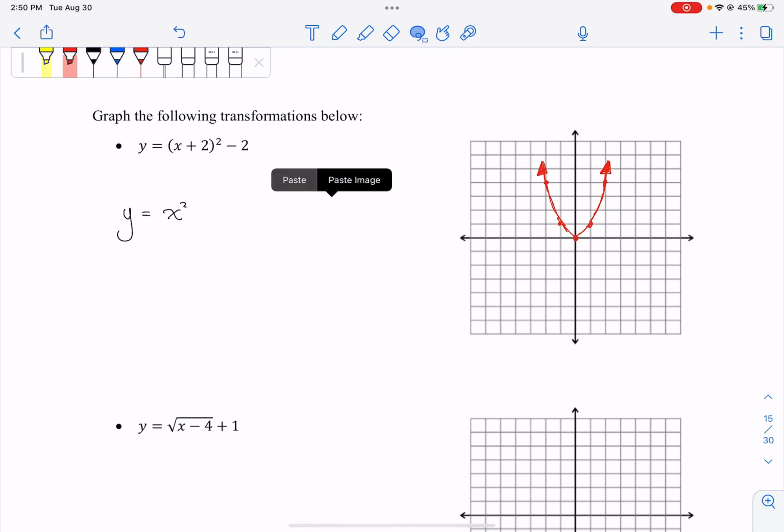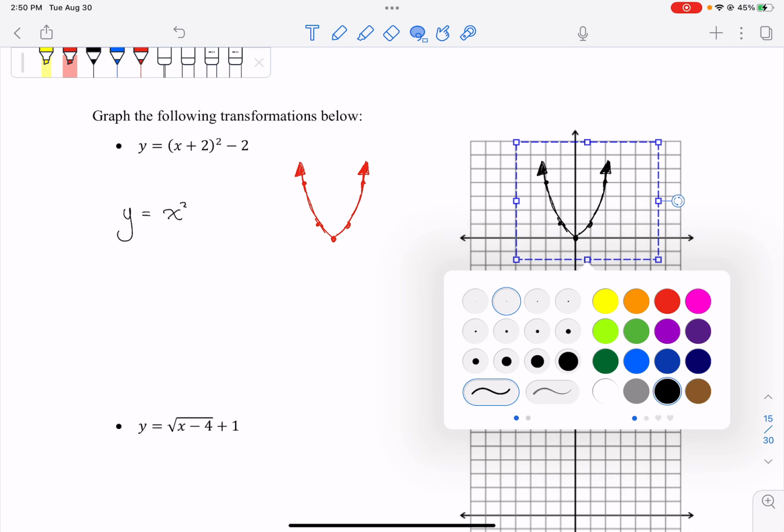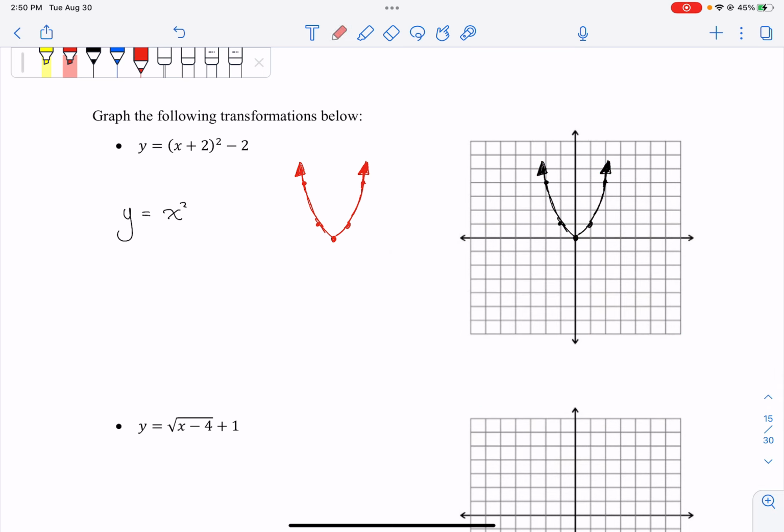Copy, paste. I'm going to make this one black so it's the original. So if we have y is equal to x squared, then this whole thing means we're moving 2 to the left and 2 down. So 2 to the left, 1, 2, and 2 down, 1, 2. And there you go.